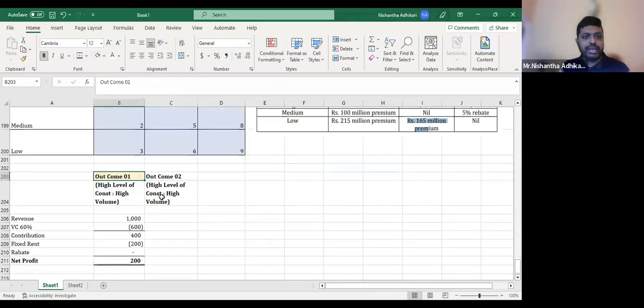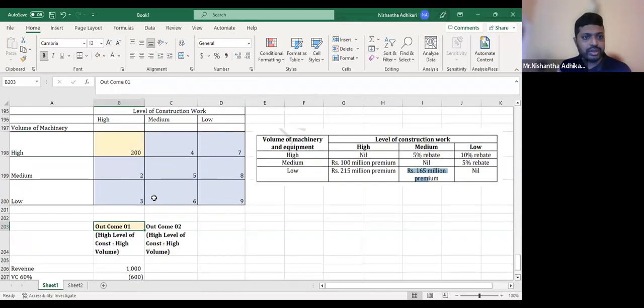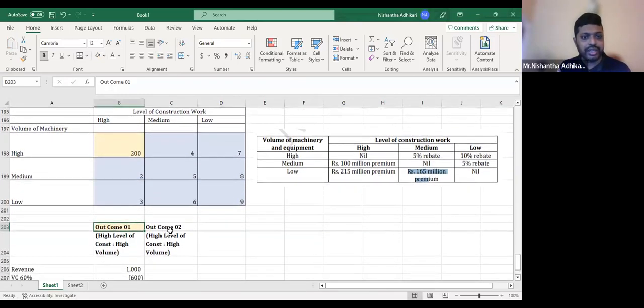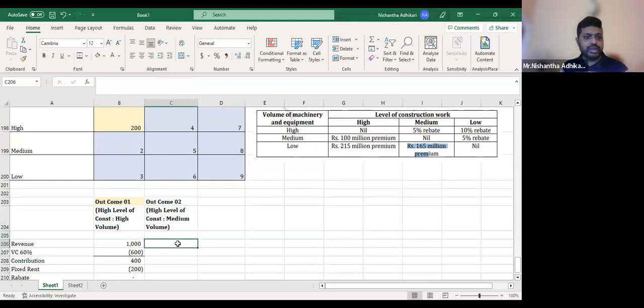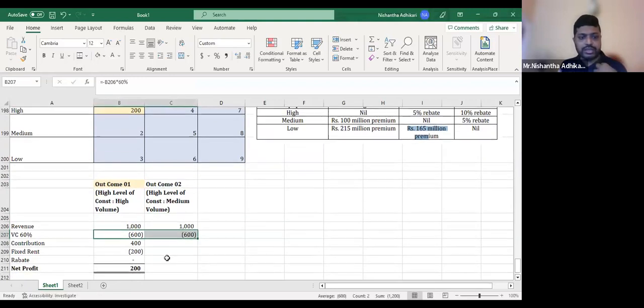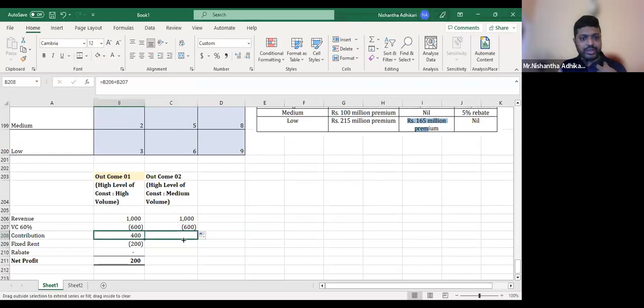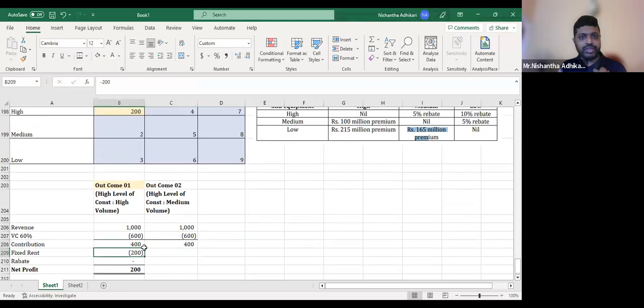Outcome 2, high level of construction work, and you have ordered medium volume of machineries, right? Revenue remains the same, it will be 1,000. Variable cost is also the same, 600 million. Your contribution will remain the same, it is 400. Fixed rent, yes, fixed rent is how much?